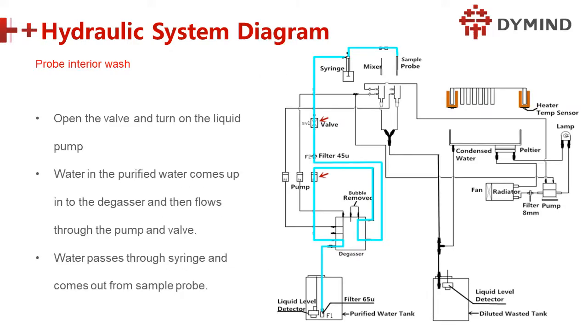So come back to probe internal wash. In this diagram, you will see how the machine cleans the internal probe. This is the pure water after degassing, and then the valve, the pump here. Remember why we have this arrow here, because this is the power of this loop. It pushes the pure water passing by the valve to the syringe and to the probe.